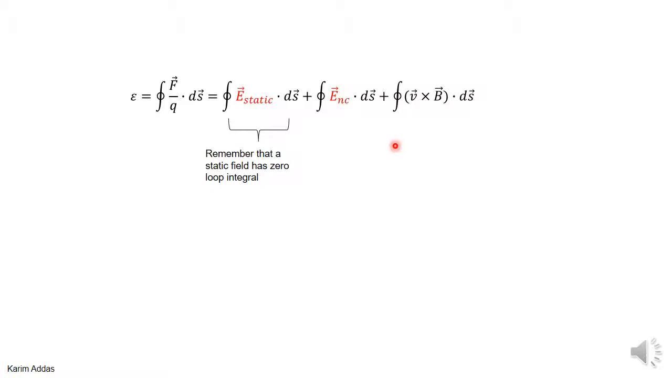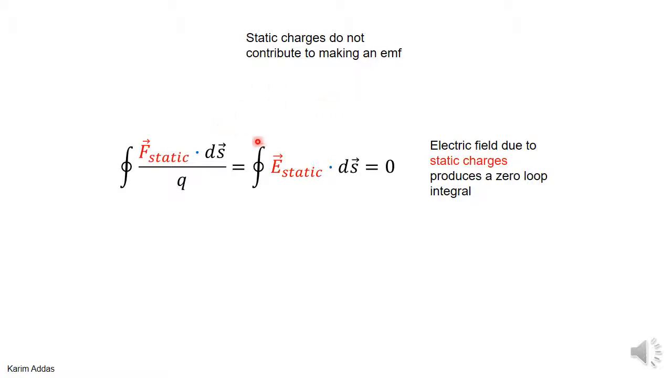First, the electric field part: we can cut it up into two parts. The E static, the electric field due to static charges. Remember, the conservative electric field, its integral over any closed loop is zero. So the only one that will survive when you integrate over a closed loop is the non-conservative electric field. This is the case where the integration of E static dot ds around a closed loop is zero. We did this many times before. So it doesn't contribute. The electrostatic force due to static electric charges can never result in an EMF around a closed loop.